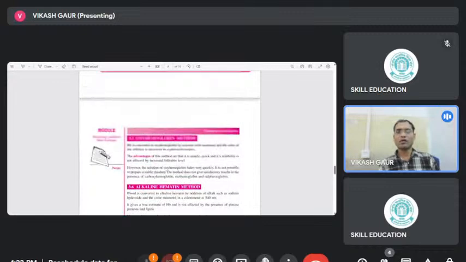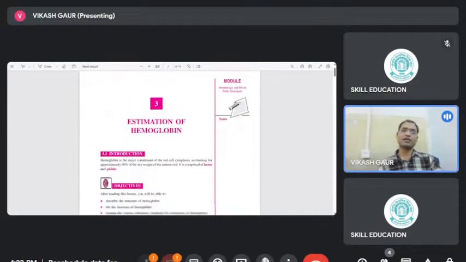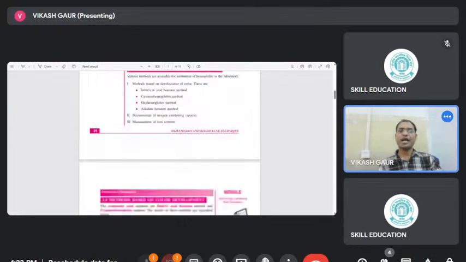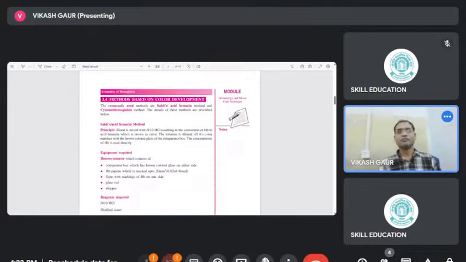So the second part of this training session has been completed. In this training we covered estimation of hemoglobin, the types of hemoglobin, and the methods of estimation of hemoglobin. Two methods are most important for estimating hemoglobin: the Sahli method and the cyanmethemoglobin method. So this is the second part completed. We can go on to the third part.